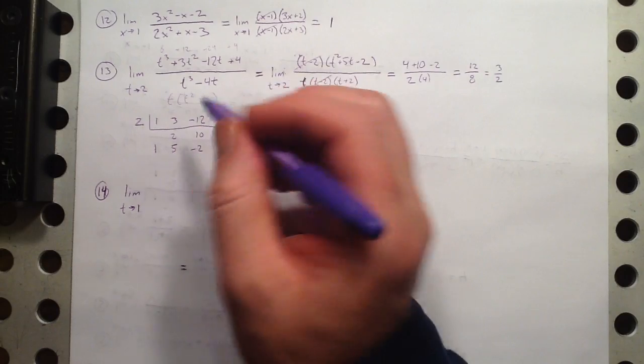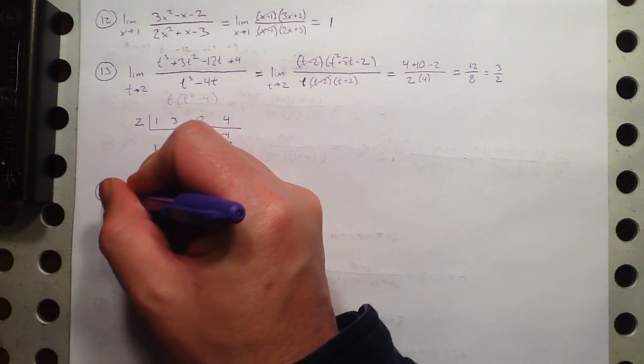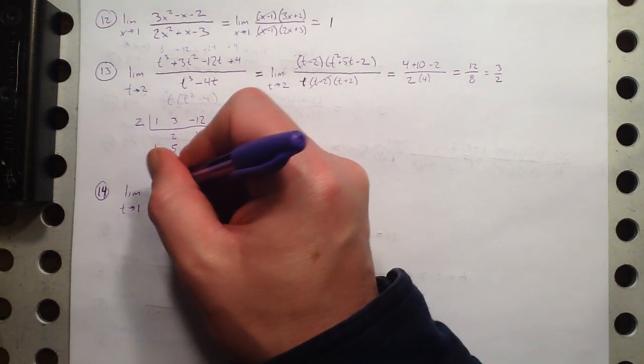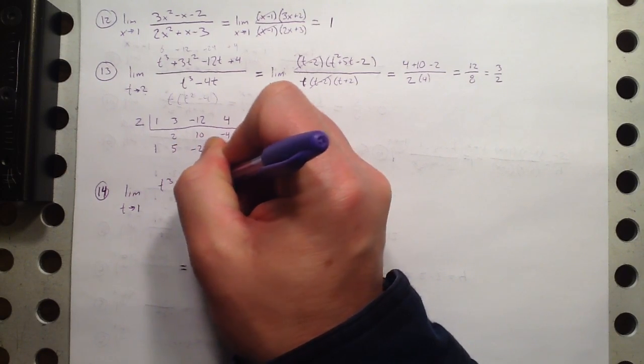All right, and then, if that helped clarify things here, and you still didn't get that on your own, then pause before we do this, and you try number 14 on your own.